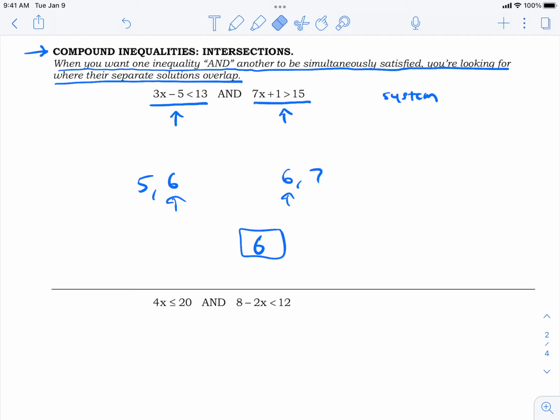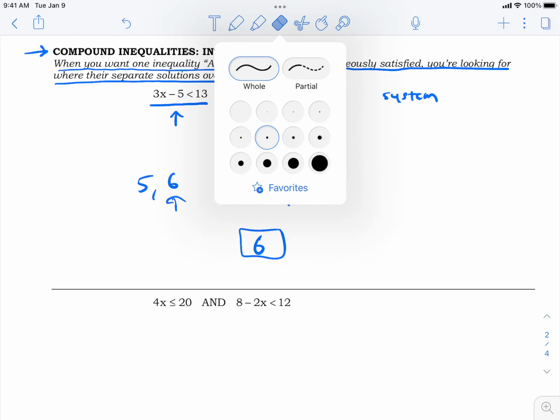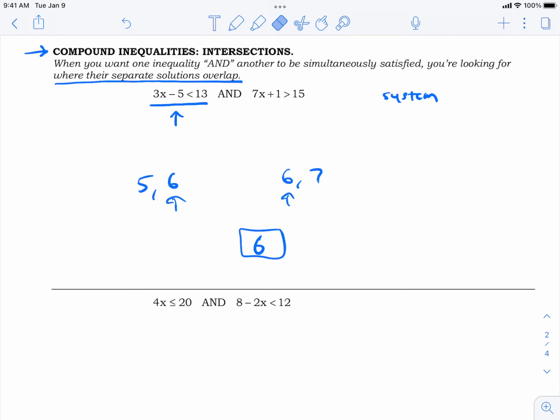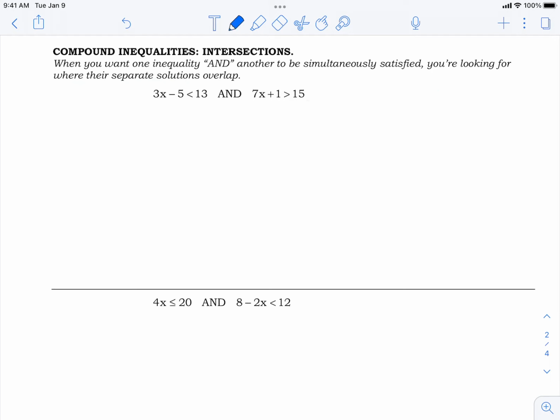All right, let's see this in practice here. Give me an eraser. Give me an eraser. Now erase with the eraser. That's an idea. Erase with the eraser. Okay, cool. Here we go.